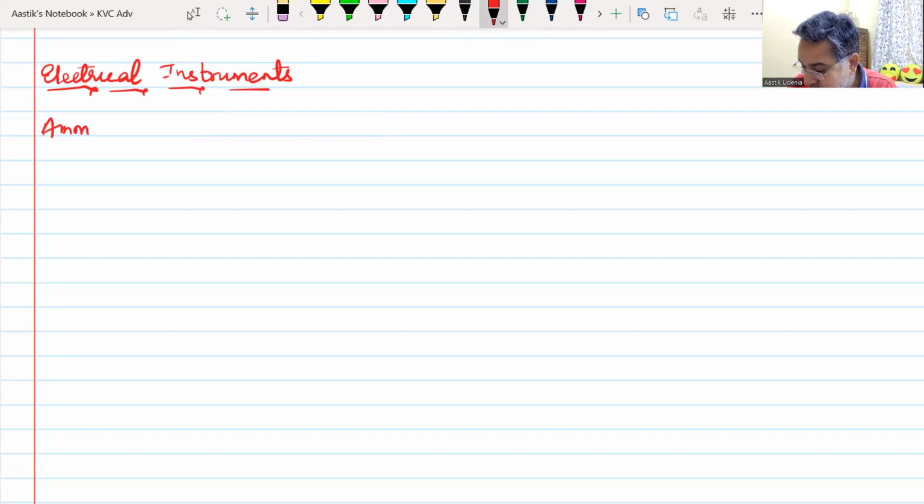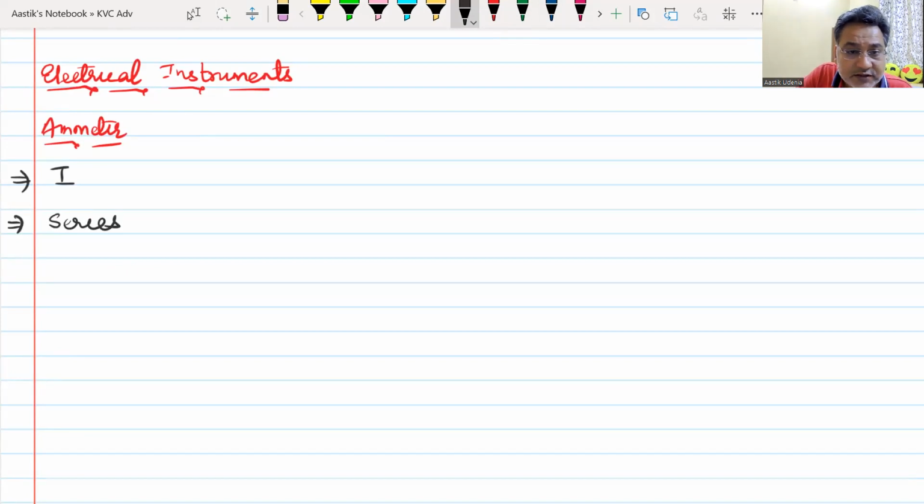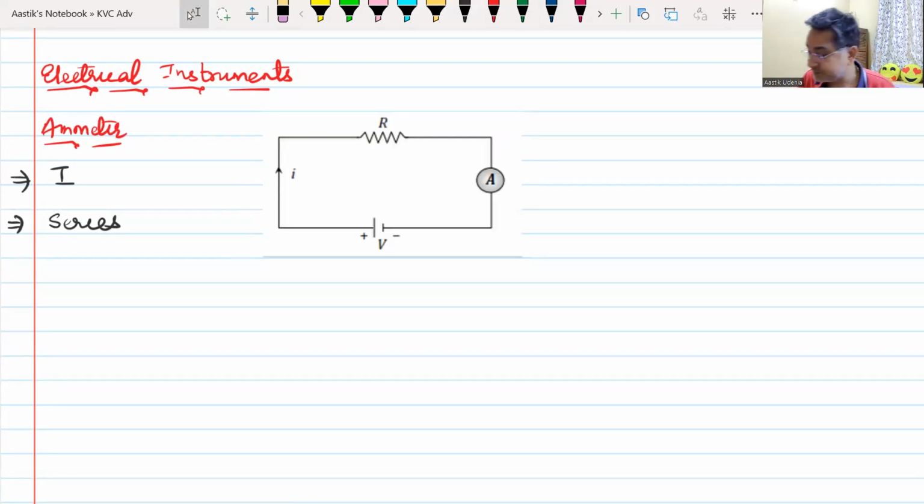Ammeter. What is an ammeter? An instrument which is used to measure the current in the circuit. How is it connected? It is always connected in series. So if I have to measure current in this branch, I have to connect the ammeter in series. This is how an ammeter is connected in series. It is denoted by the letter A. A stands for ammeter.